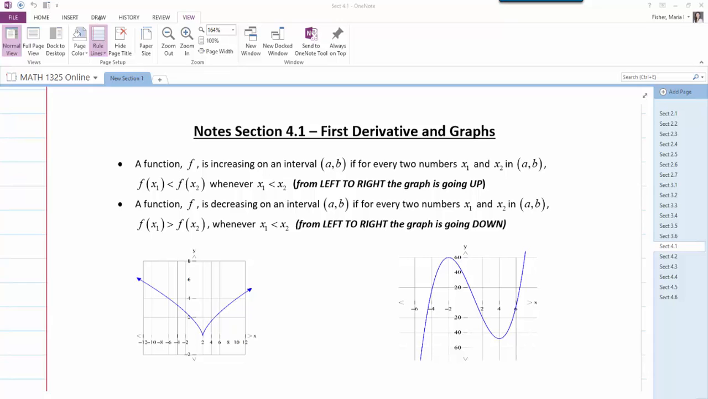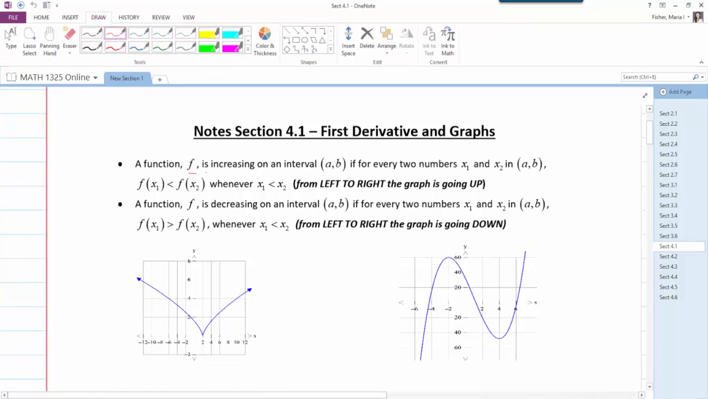We say that a function, and we're going to call that function f, is increasing on an interval if from left to right the graph is going up. What this is saying is for every two numbers x1 and x2 in an interval ab, the y value of f of x1 is smaller than the y value of f of x2. And that only happens if you're going up from left to right.